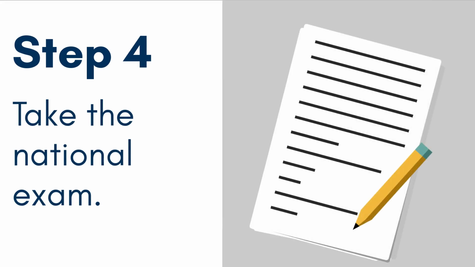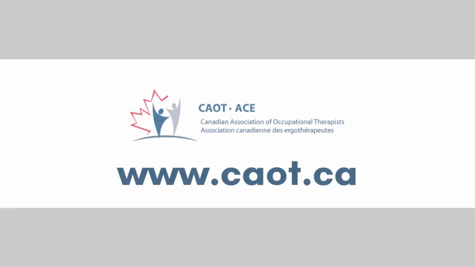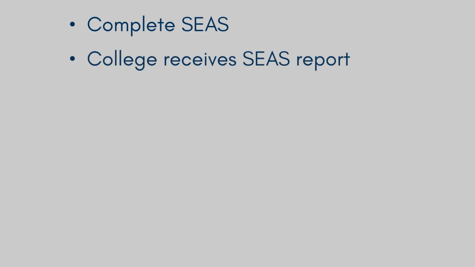Step 4 is taking the National Occupational Therapy Certification Examination. All applicants are required to pass the exam. CAOT holds this exam twice a year, once in July and once in November. You have a maximum of 3 attempts to pass the exam. Before you apply to write the exam, you need to complete your assessment through SEAS and apply to the college.